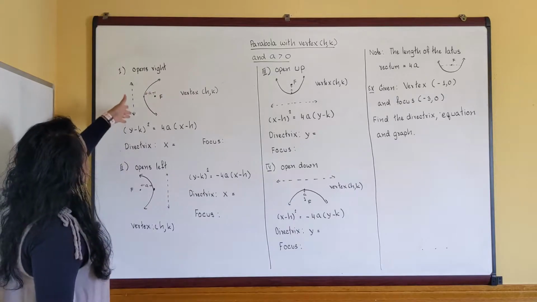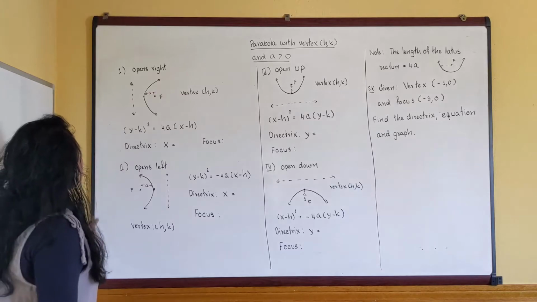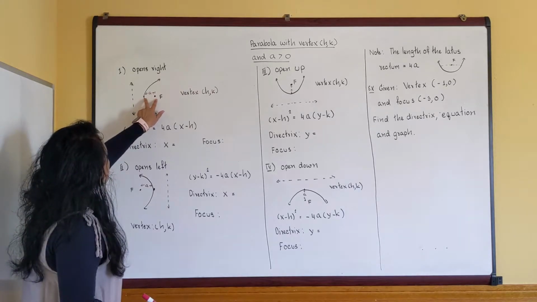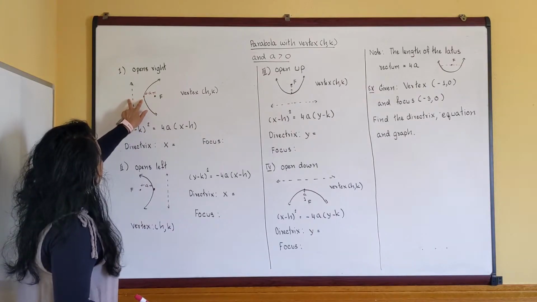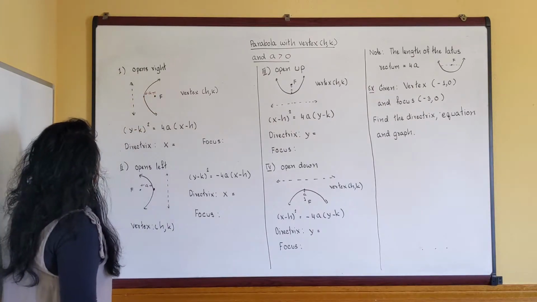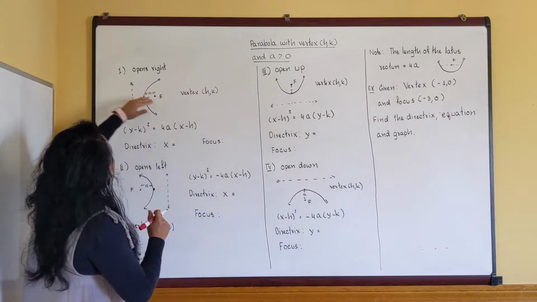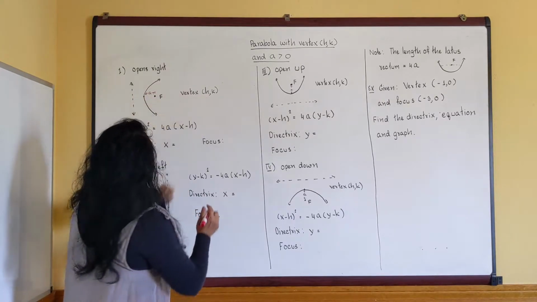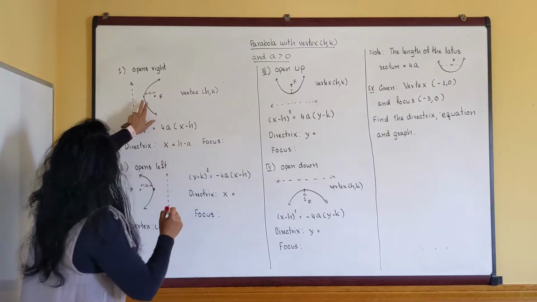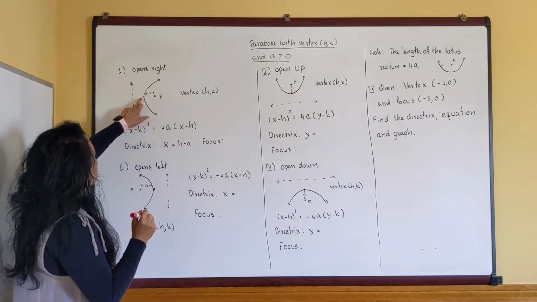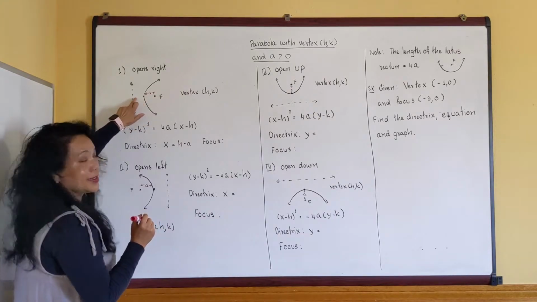Now we need to find the equation of the directrix. The directrix is a vertical line, so you're going to have x equal to something. Now the distance from here to here is A. Now the directrix is to the left, so it's going to be the change of x, which is h, going to be h minus A, because (h, k) is over here, but you go to the left. So it's going to be h minus A.